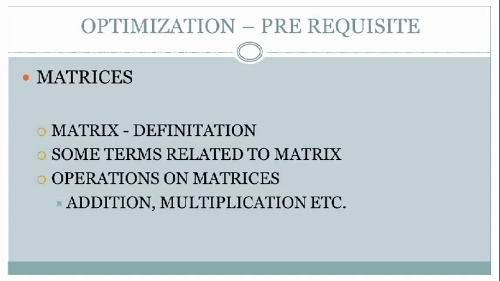Addition means two matrix addition or three matrix addition, etc. Multiplication means multiplication of a matrix with a scalar quantity or multiplication of two matrices. Today we will discuss these topics.